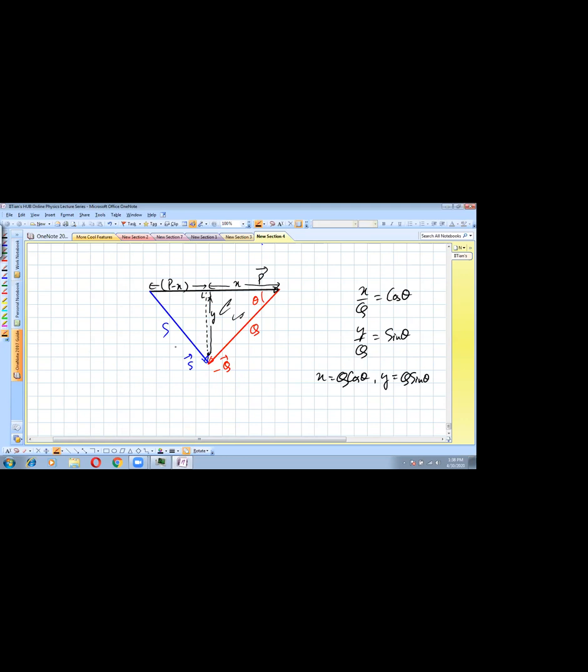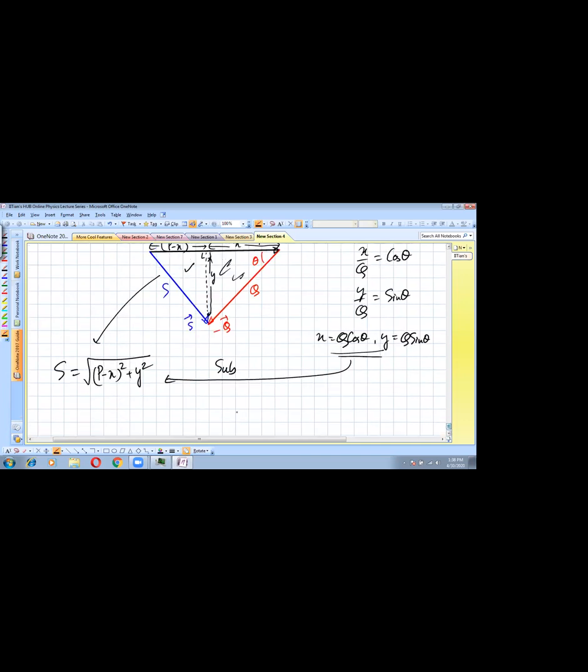Okay, but now what about this other triangle, this one? So when you're solving this, the hypotenuse S is square root of (P minus X) whole square plus Y square. So we substitute these over here, and you see what kind of relation you now get for S.